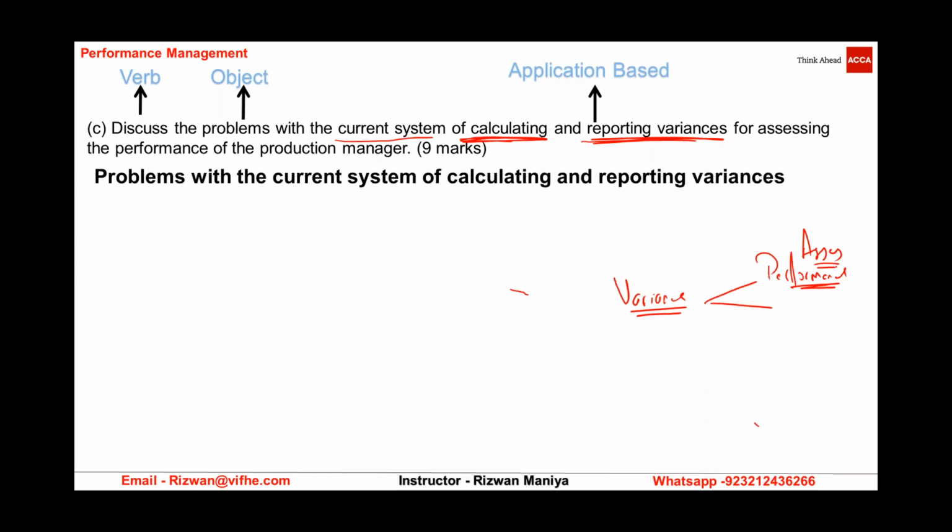I'm telling you a very big insight, a secret of the examiner. This is my observation. The variance theory question, which is tested a lot in the exam, is one where you're required to assess the performance of the manager, like purchase manager, like production manager, like sales manager. Right now, is this a question of assessing the performance? The answer is no. Right now, this is not the question of assessing the performance of the manager.